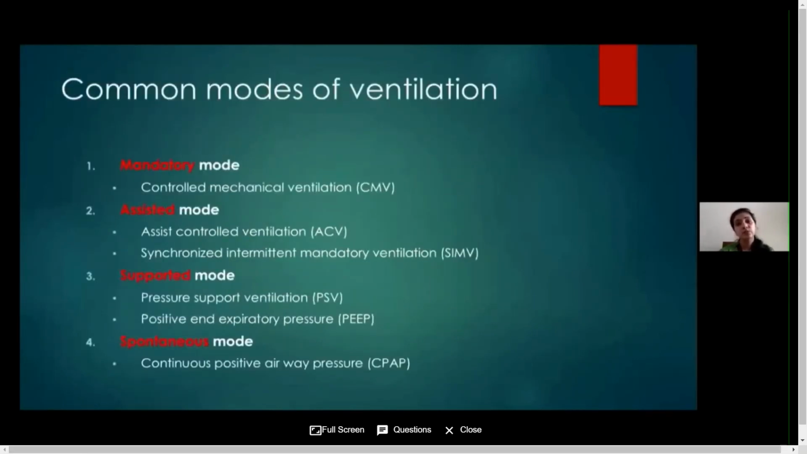There are various modes of ventilation used nowadays, and here are some of the commonest modes. The mandatory mode, where the machine takes over the whole respiration. Then the assisted modes, where the machine assists the patient's respiration in varying degrees. The supported modes, which use pressure support and positive expiratory pressure. And the spontaneous modes, where there is a continuous positive airway pressure provided. So these are some of the common modes used, but there are numerous and various modes used nowadays.